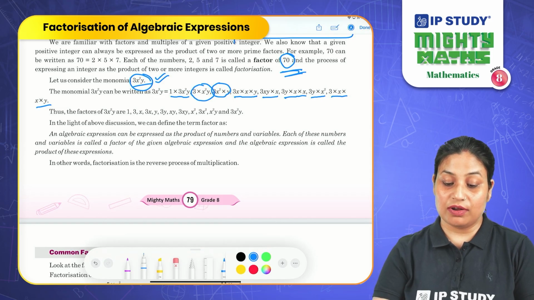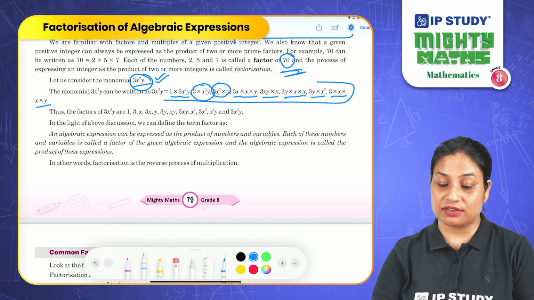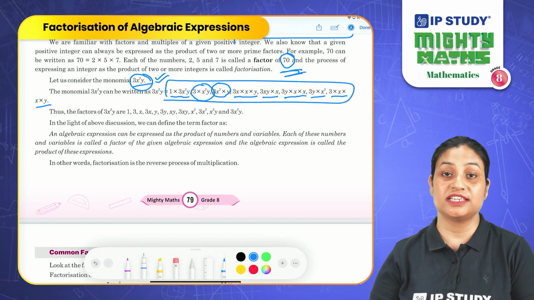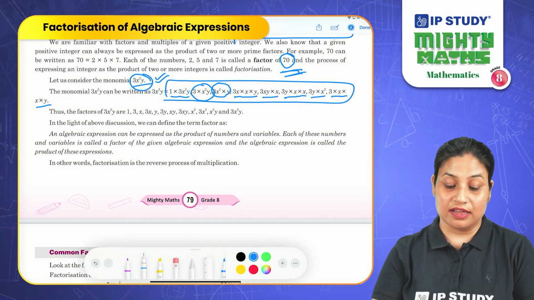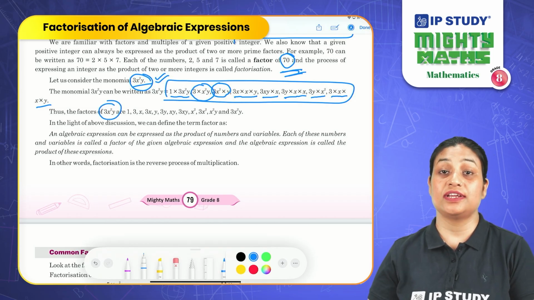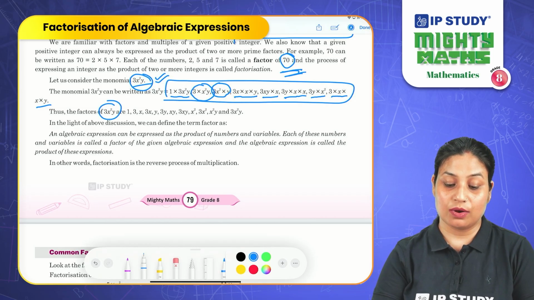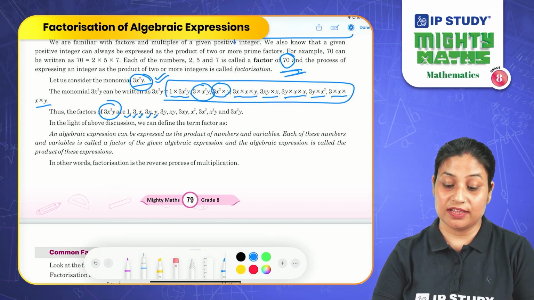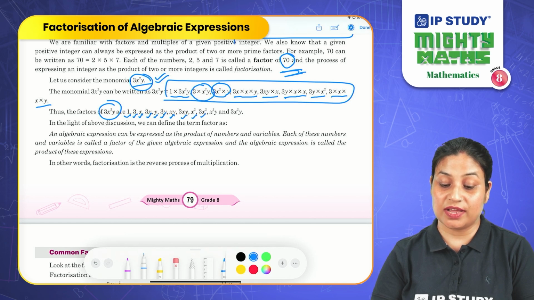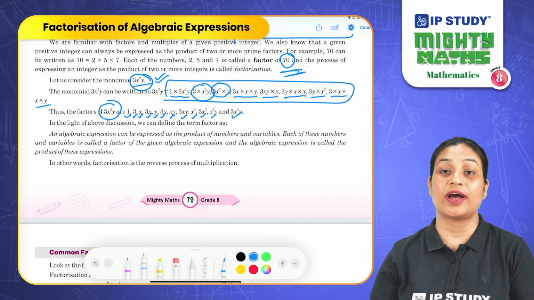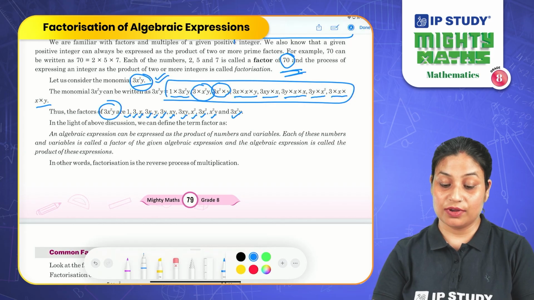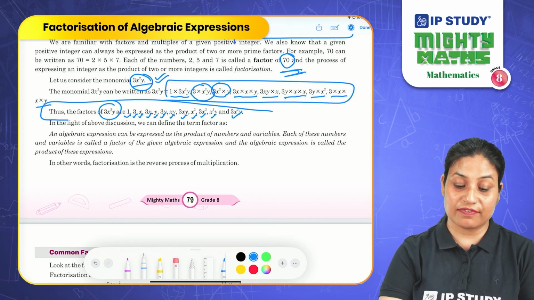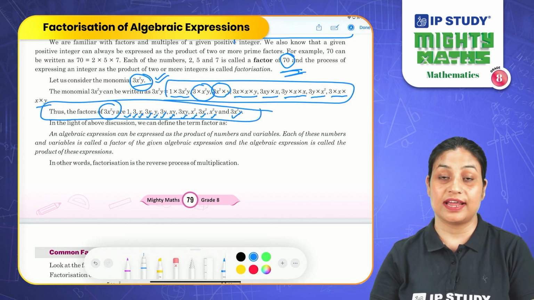So on the basis of these expressions that we have just seen here, I can say the factors of 3x square y are 1, 3, x, y, 3x, 3y, xy, 3xy, x square, 3x square, x square y and 3x square y. So this is how you can write factors of any monomial, right?